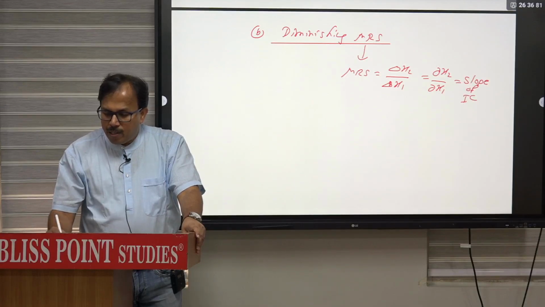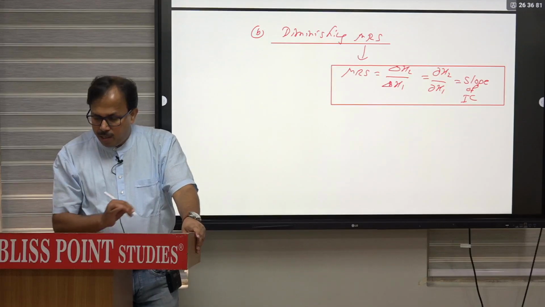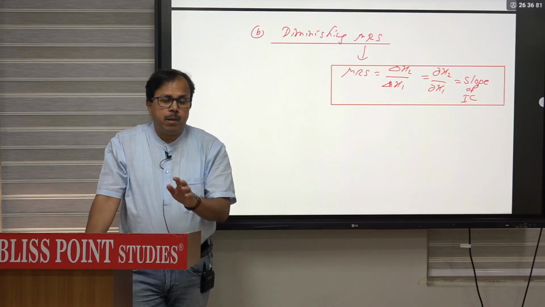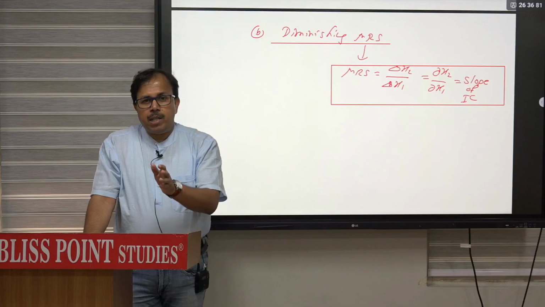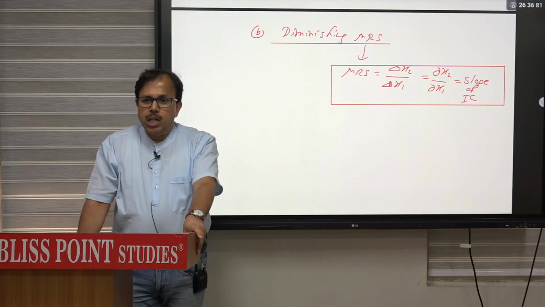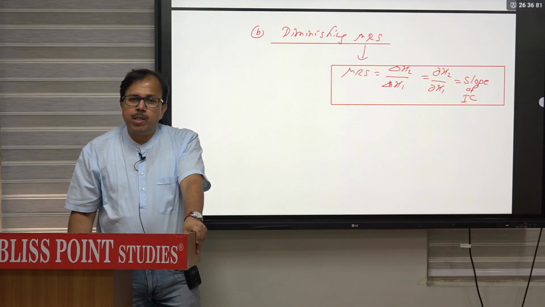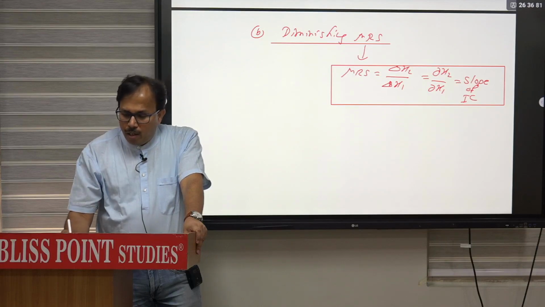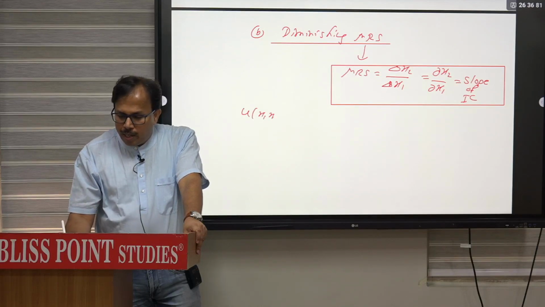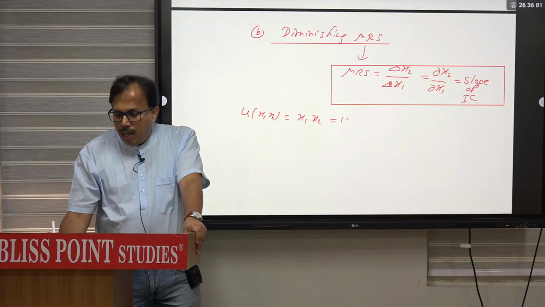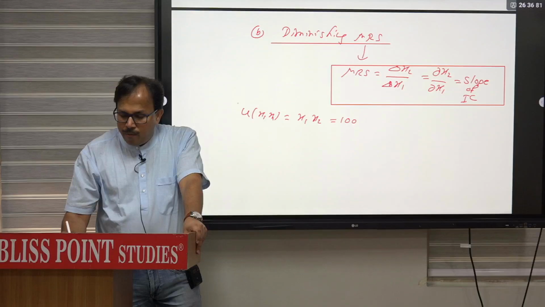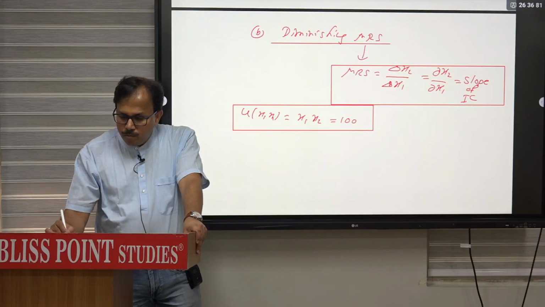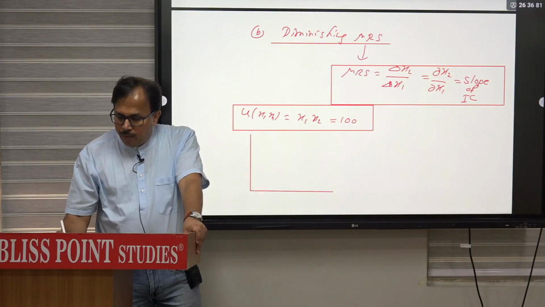What is the slope of the indifference curve? The slope of the indifference curve is MRS. So if the slope is declining, MRS is declining, and therefore it will be convex. If the slope is constant at every point, it will be a straight line. If the slope increases, then it will be concave. So you must know how to calculate MRS. If I give the utility function, utility from x1 x2 is equal to x1 into x2, and if I equate it with 100, this becomes the indifference curve equation. According to this indifference curve equation we have plotted the indifference curve.